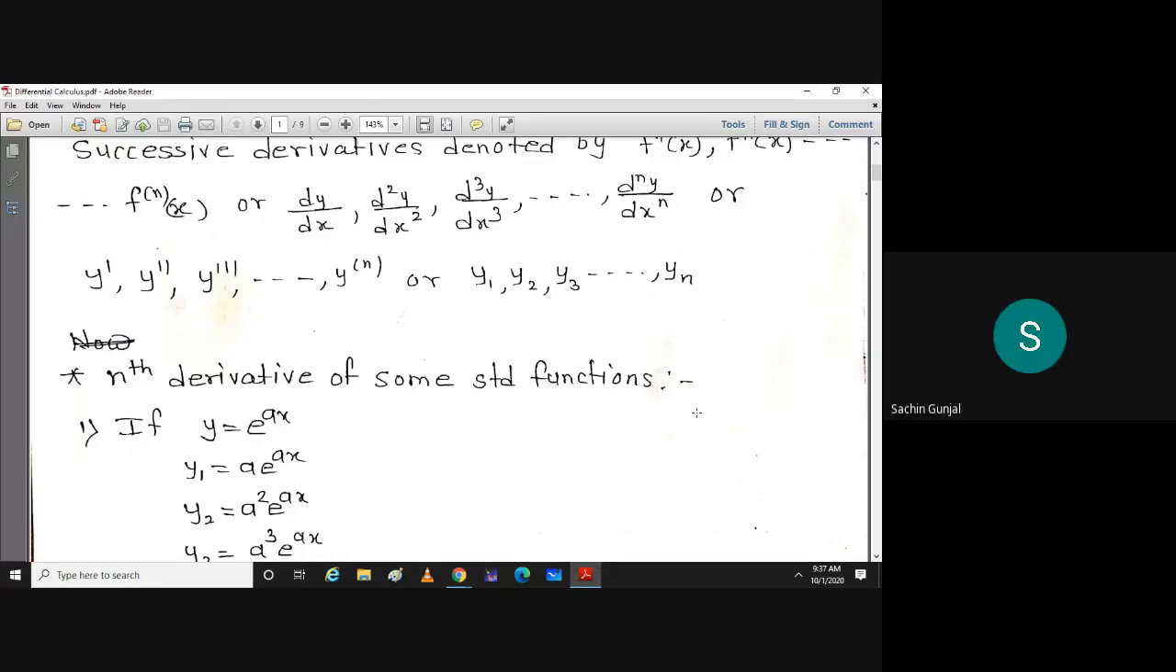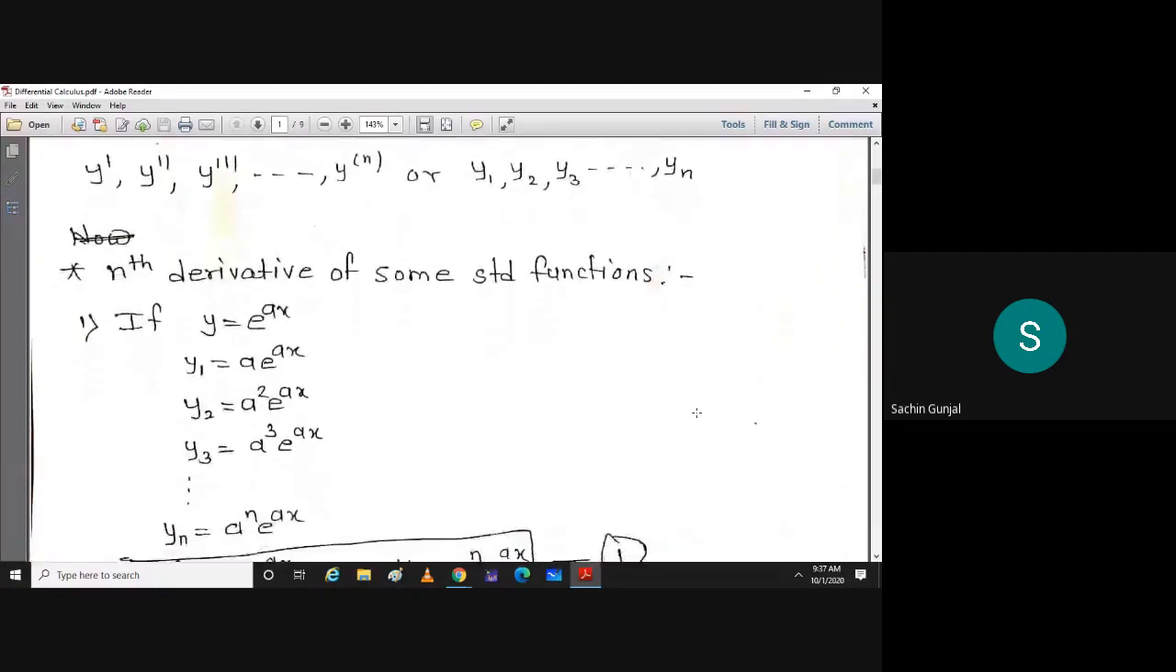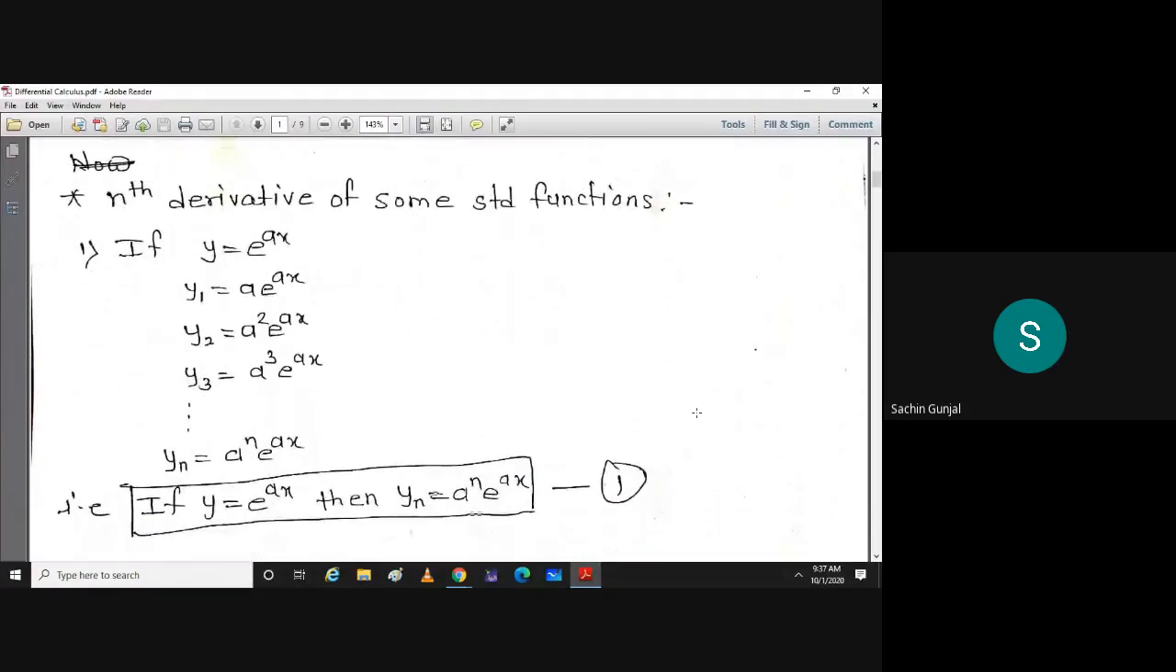So let us quickly recall what we did last time. We have started with successive differentiation, that is any nth derivative, and our target is to get a general formula for the nth derivative of some function.